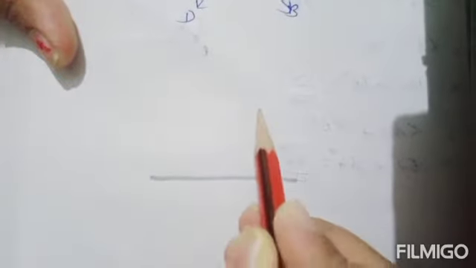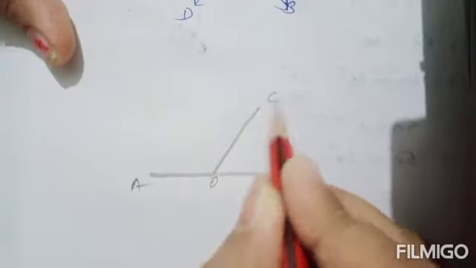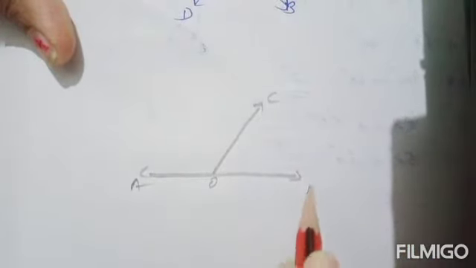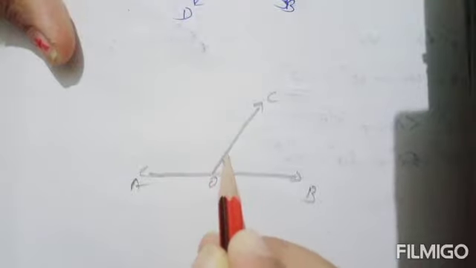Next, property 2: if the sum of two adjacent angles is 180 degree, their exterior arms are always in the same straight line. Conversely, if the exterior arms of two adjacent angles are in the same straight line, the sum of the angles is always 180 degree. So let us draw one pair of adjacent angles. You can see here angle AOC and angle BOC. These two are adjacent angles.